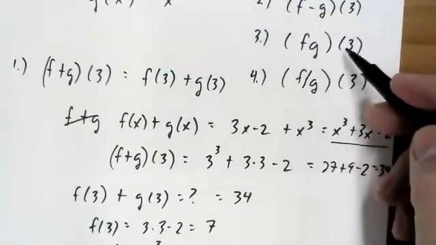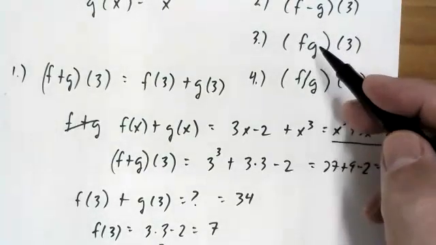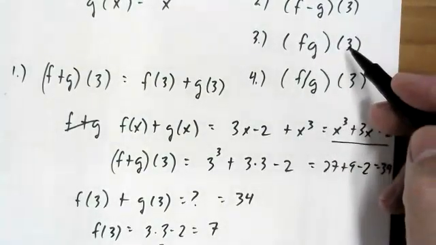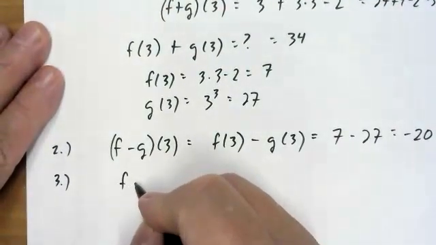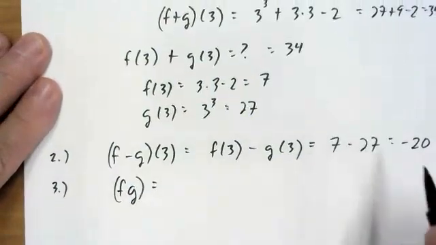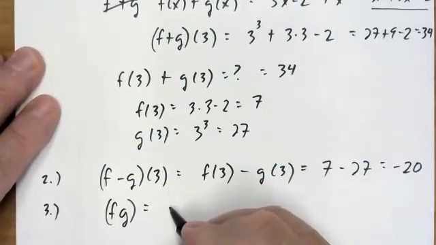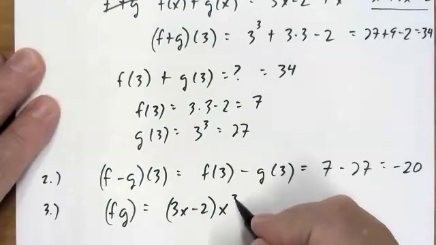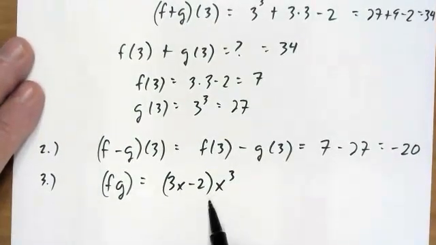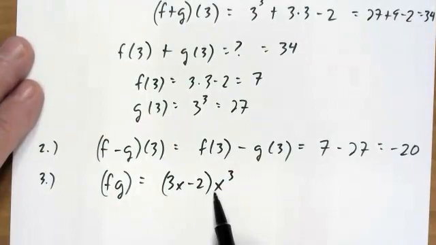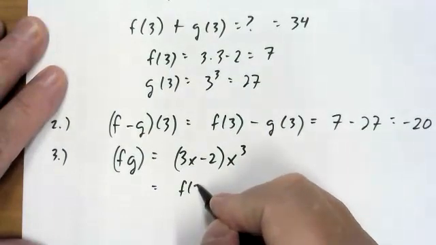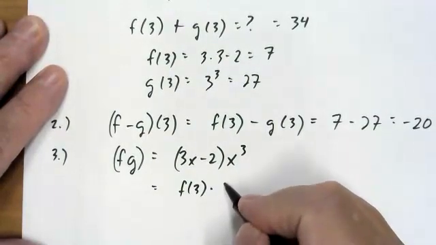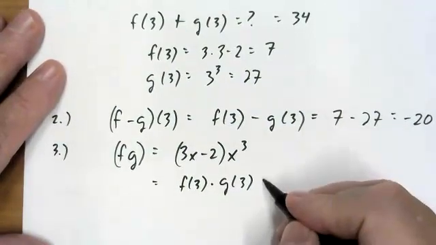So the third one is the f function times the g function evaluated at 3. Now just to prove the point, if I went ahead and tried to multiply these out before I plugged in the numbers, I would have to do this multiplication here. It's not horribly difficult, but still, why not just say f of 3 times g of 3.